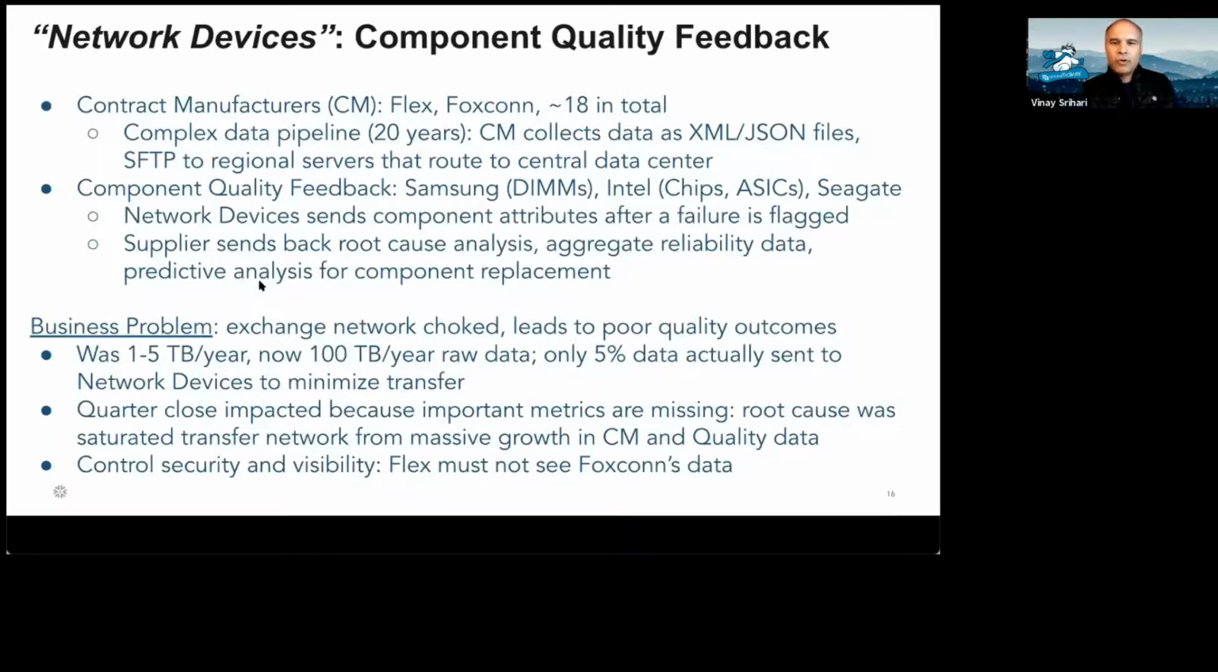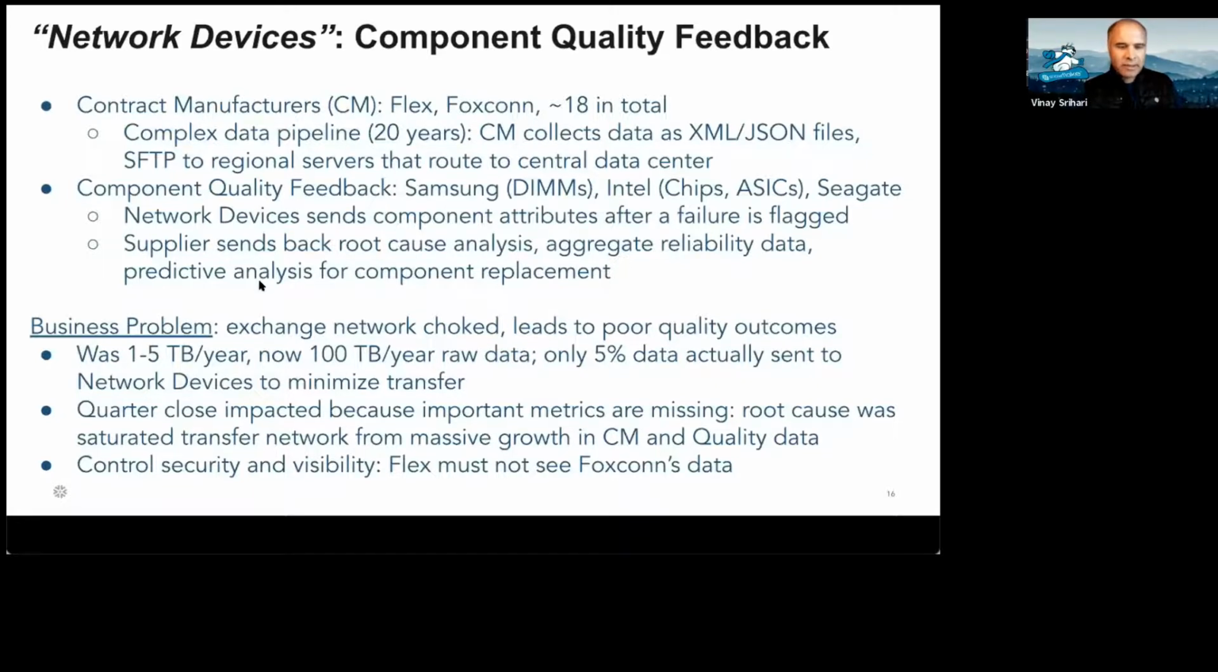And all of this, they wanted to send back to the manufacturers for root cause analysis to get reliability data that the manufacturer had about their own components, so that this device company could plan for predictive component replacement. And in doing all of this, despite the fact that they were a network company, their own network was choked by the amount of data that was moving around. So eliminating data movement was a significant problem.